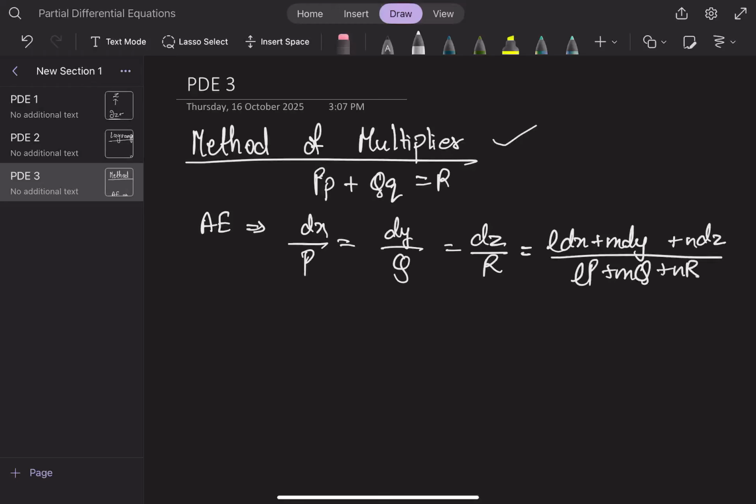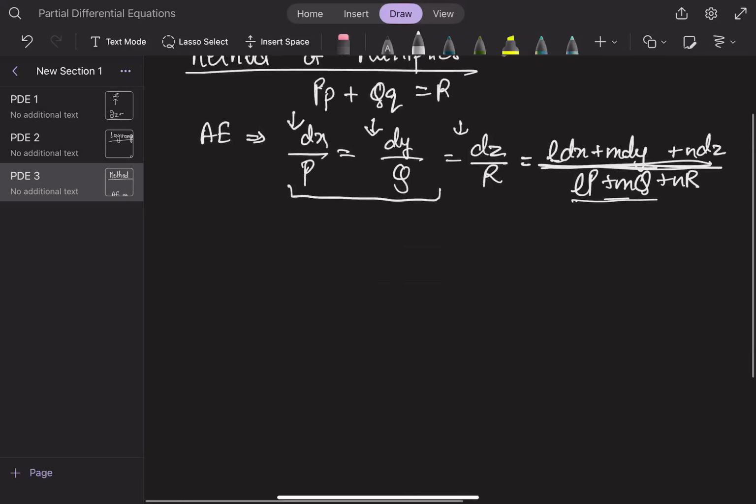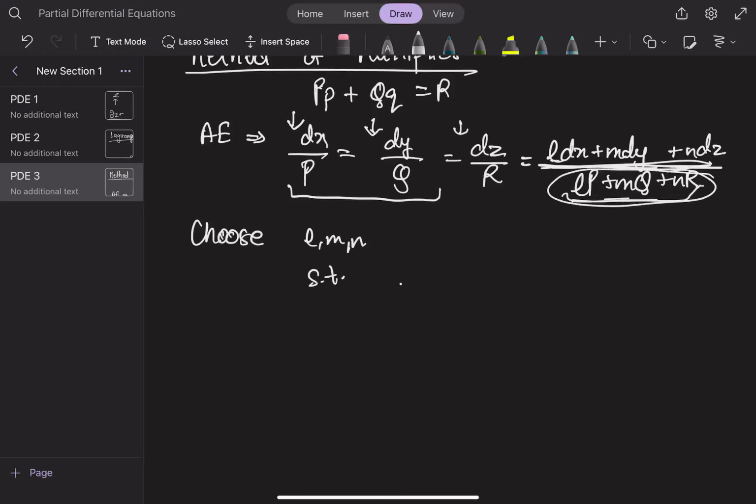This is actually a rule of mathematics. When two things are equal, then the addition of their numerators with a constant and their denominators with the same constant is also equal. So just remember this. We have multiplied l here, m here and n here, and we have added them in both the numerator and denominator. So now what we will do, we will choose l, m and n such that lP plus mQ plus nR becomes 0.